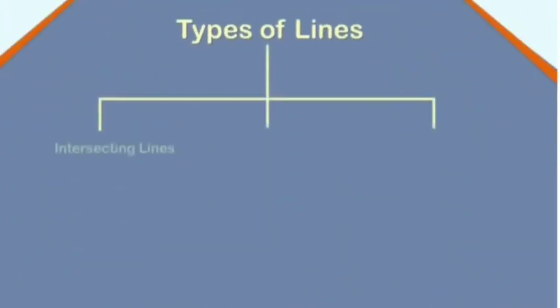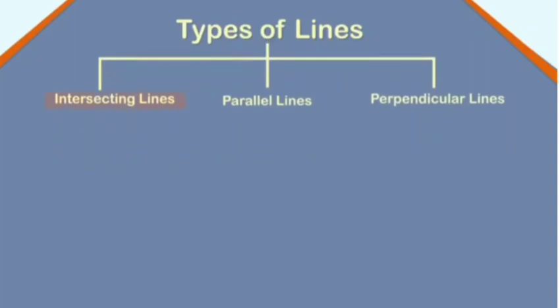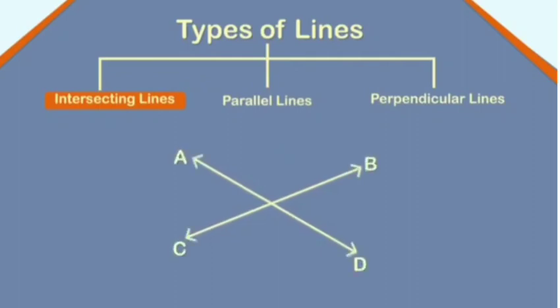Next is types of lines. We have 3 types of lines: intersecting lines, parallel lines, and perpendicular lines. First, let's see what are intersecting lines. 2 lines which meet at a common point are called intersecting lines. Here, line AD and line BC intersect at common point O.